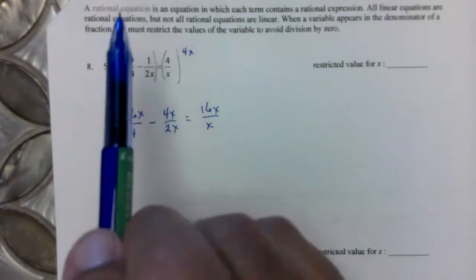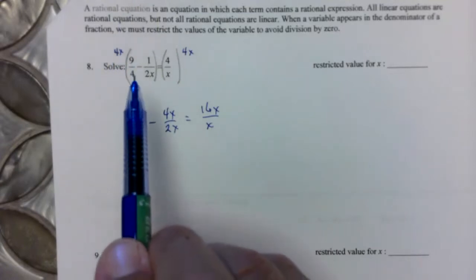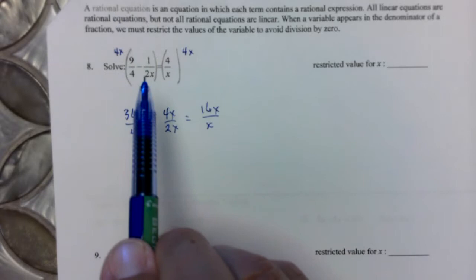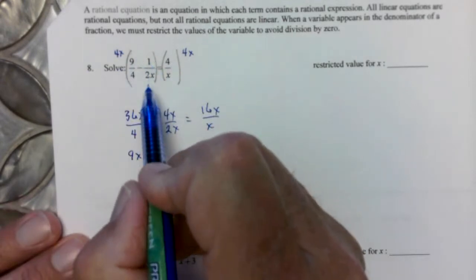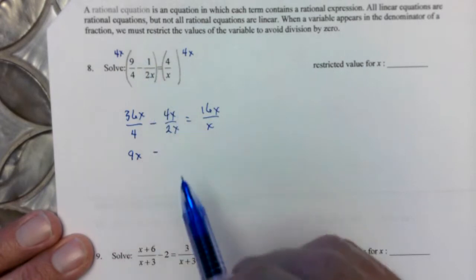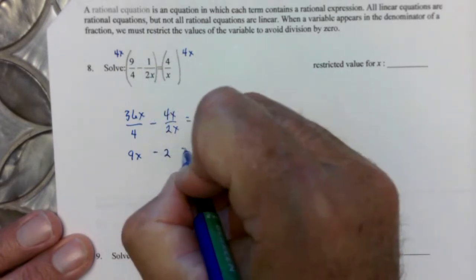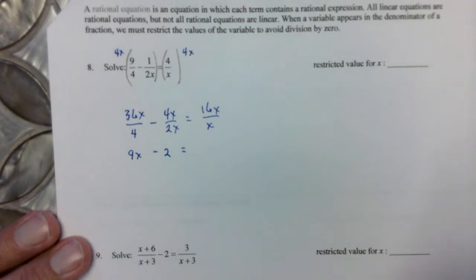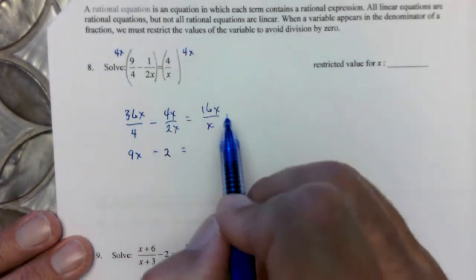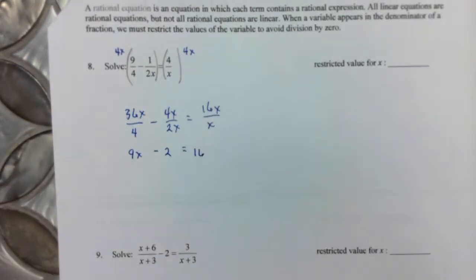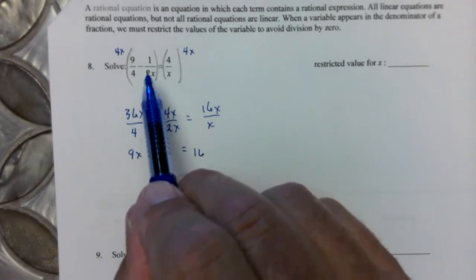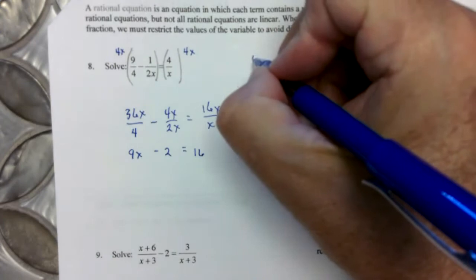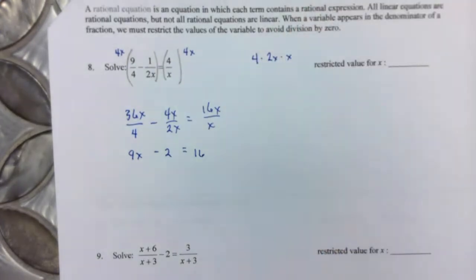Why did I choose 4x? Because if you look, this 4 and this 4 are going to cancel each other out so that I'm going to be left with 9x. 4x, when I put it here, I cancel with 2x, and that's just going to leave me with a 2. Over here, you're going to see the x's cancel, and I'm just left with a 16. So I need something that'll cancel with 4, 2, and x. So I'm looking at my denominators of 4, 2, and x.